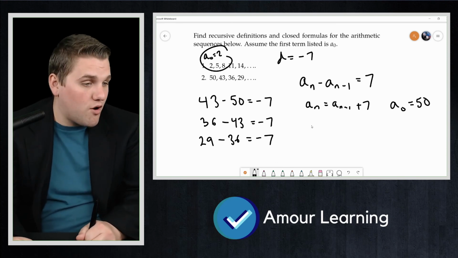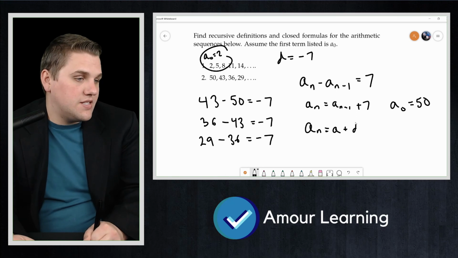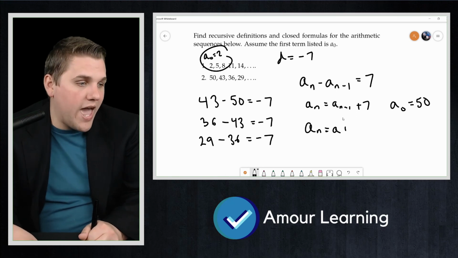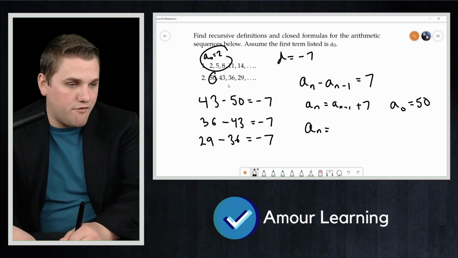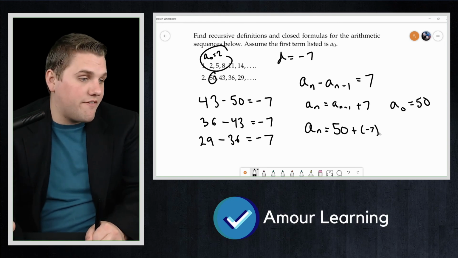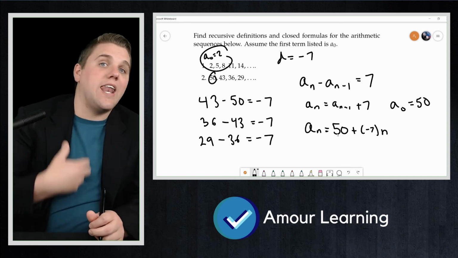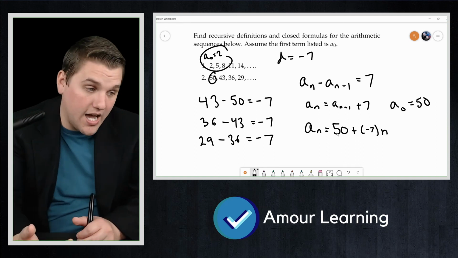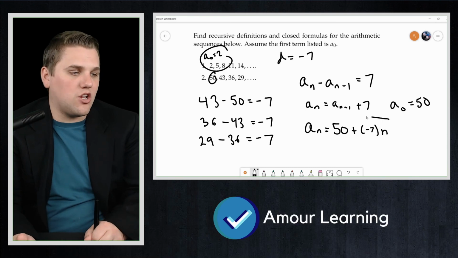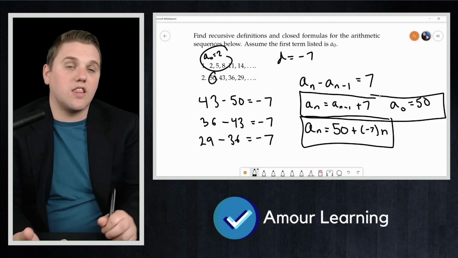And so for the closed formula, we know that an equals a plus dn, but we know what a and d are. A is the initial term 50 here, plus d, which is negative 7 times n. And so we start with 50 and we're adding negative 7 n times. And so that's the closed formula right there, and that's the recursive definition right there for number 2.